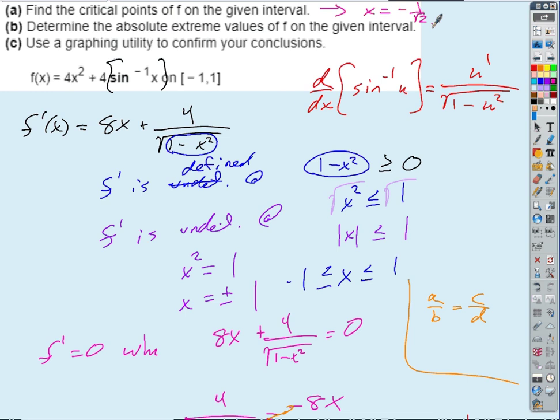Say it again? Yeah, but the rest of it now shouldn't be too bad. Now the absolute extreme, we just make a table with only the x row and the f row, right? And see what's the biggest value, and you can plug them in the calculator to see. Okay, we'll look at that, start a class tomorrow.